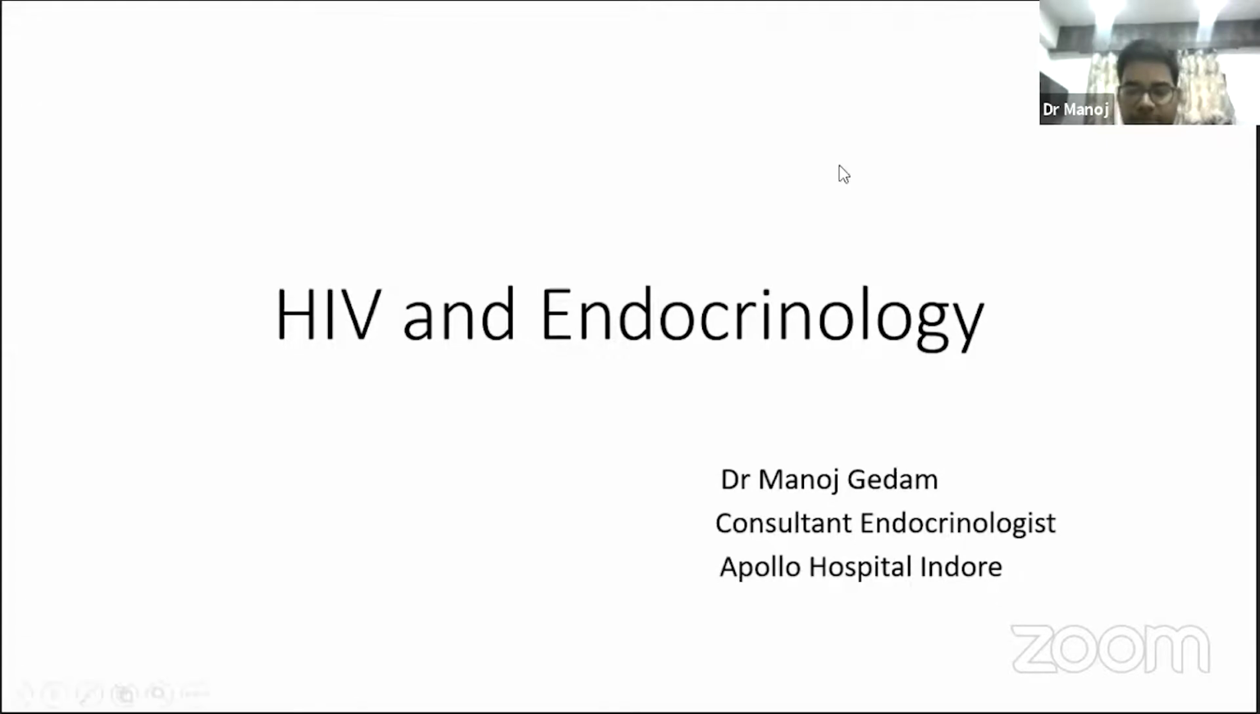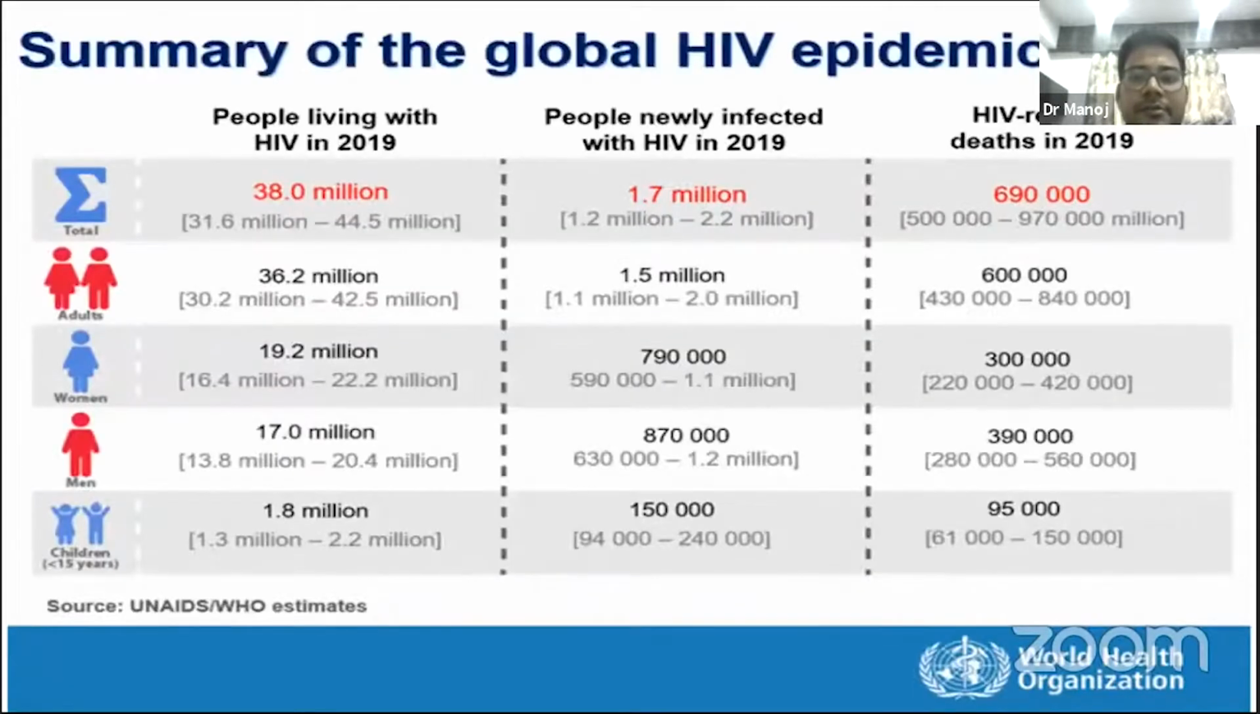First of all, I would like to thank Endocrine Society of India for giving me this opportunity to deliver a talk on this topic of HIV and endocrinology. This is the data regarding the epidemic of HIV till 2019. There are around 38 million people living with HIV till 2019, with 1.7 million people newly diagnosed with HIV, and with 6,90,000 deaths due to HIV.